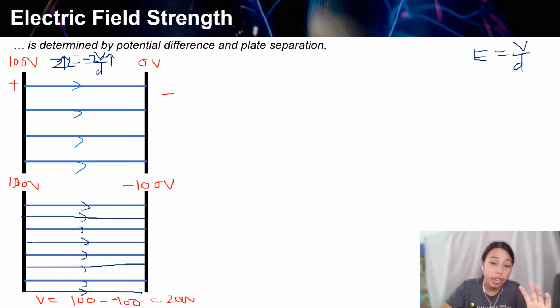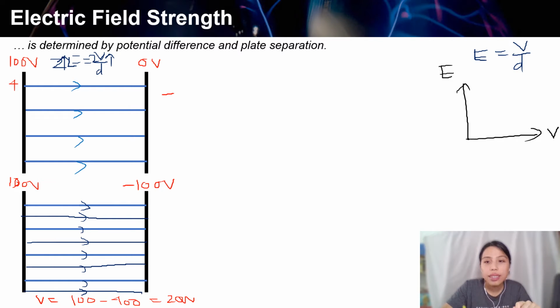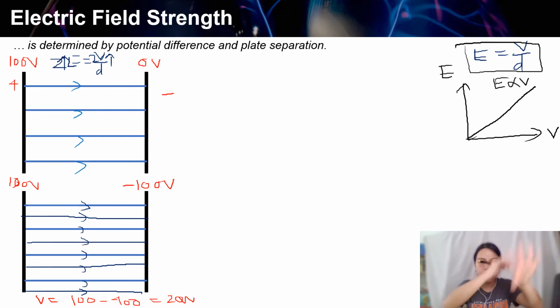And if you want to plot out their relationship, here's how it looks on the right side. So if you have E against potential difference of the plates, got potential difference, got electric field strength. So proportional. Yeah, a straight line. So E is proportional to V based on this equation. Imagine it's a straight line, not as pretty.